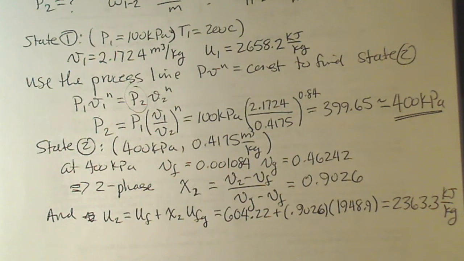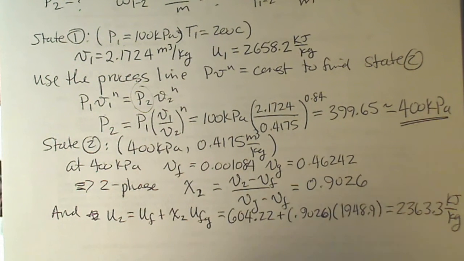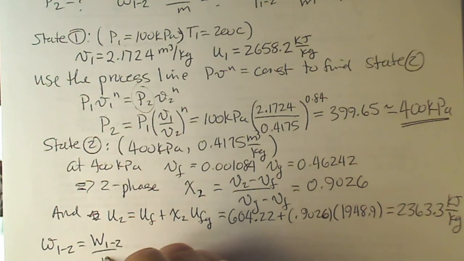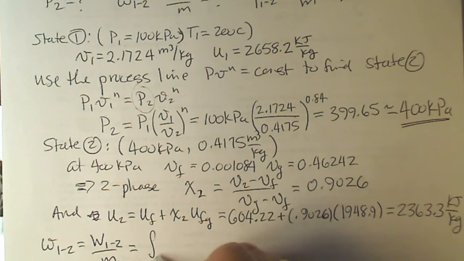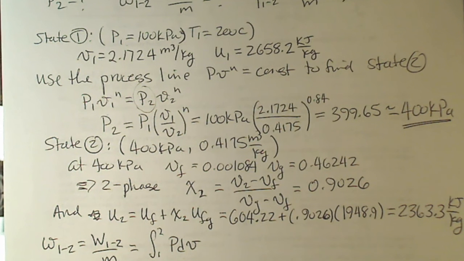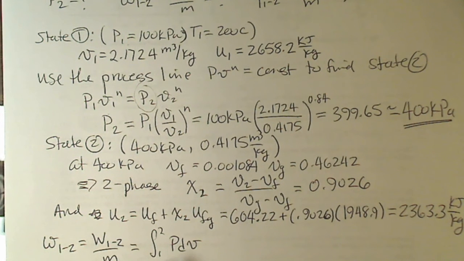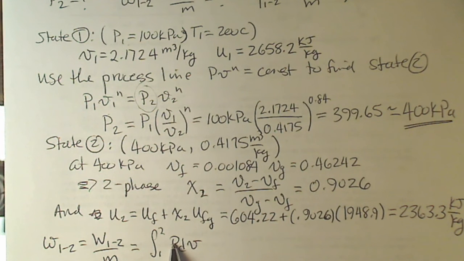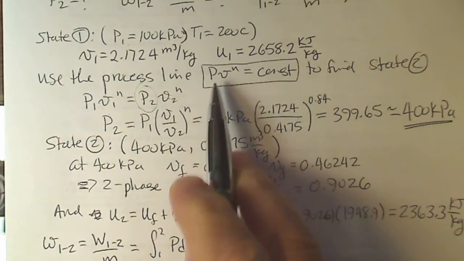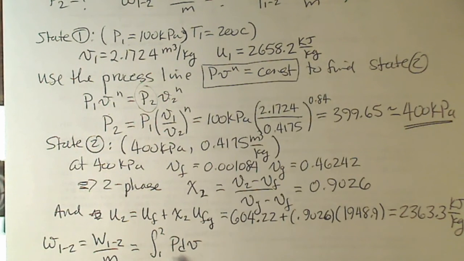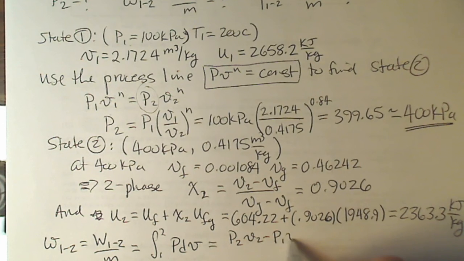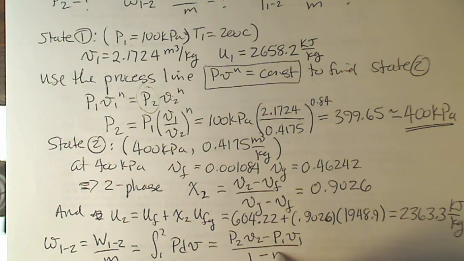Okay, so I think we can answer these last two questions. The work from 1 to 2, which is the work from 1 to 2 divided by the mass, we can find from the integral of P dV. And in an earlier video, I went through the math on this to substitute in P from this form as a constant divided by V to the n and integrate this out. What we find this to be is P2V2 minus P1V1 divided by 1 minus n.